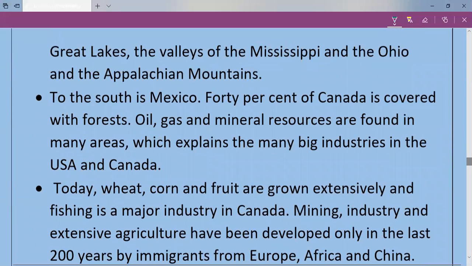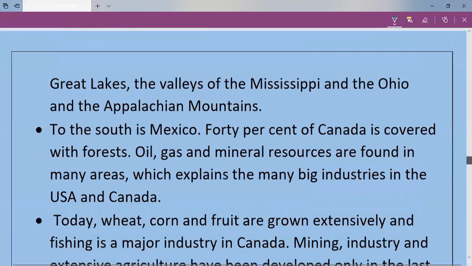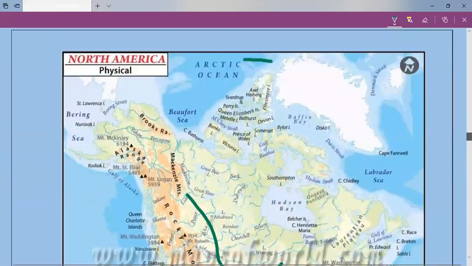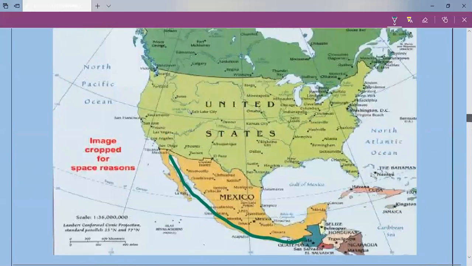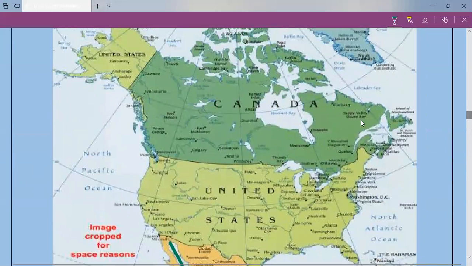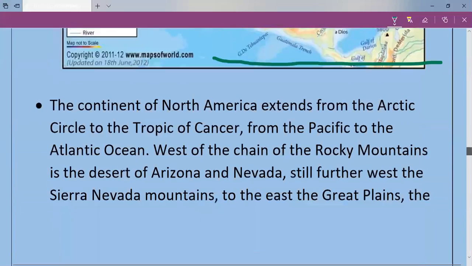40% of Canada is covered with forest. Oil, gas, and mineral resources are found in many areas, which explains the big industries in the USA and Canada. So why are big industries established in the USA and Canada? Canada is another country in America. So there you can see so many minerals. Okay, so many minerals are there in the USA and Canada, and because of those reasons, many industries are established in Canada and the USA.